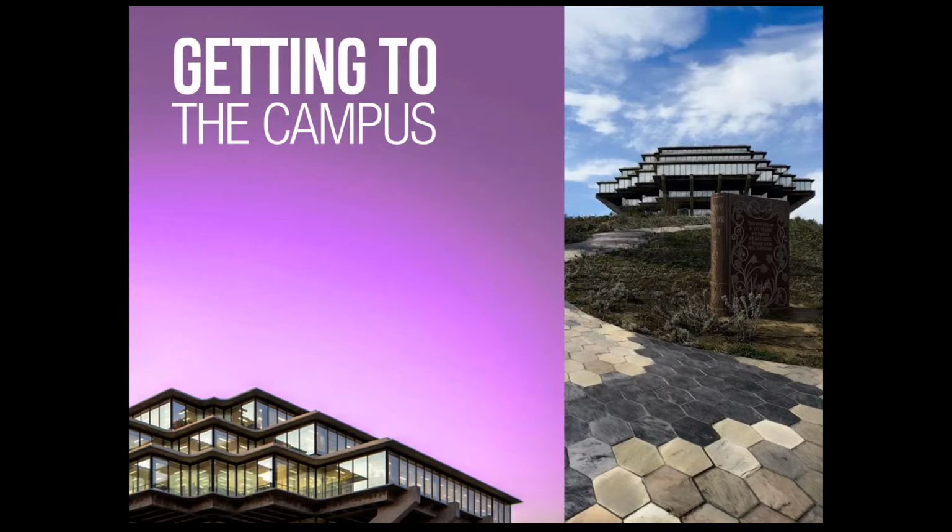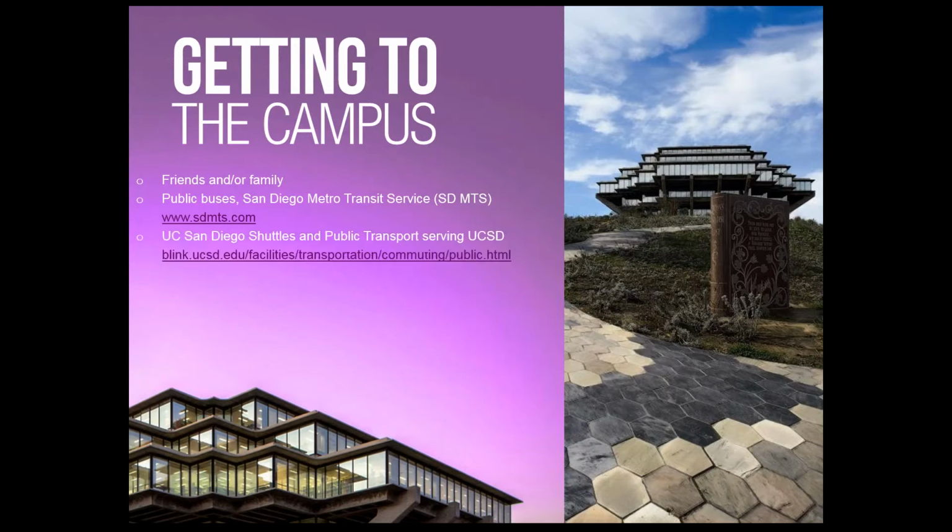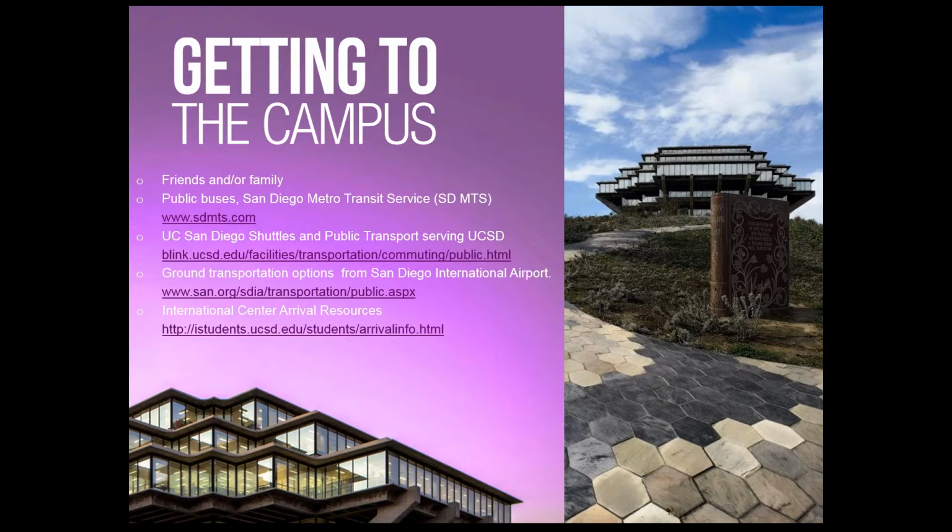So, getting to campus. There are several options to get to UC San Diego. You can have your friends or family bring you to campus. You can take a public city bus or a UC San Diego shuttle. Or you can use other forms of ground transportation from San Diego Airport, for example, taxis. If you would like additional transportation options, please refer to the International Center's Arrivals Resources page on our website.